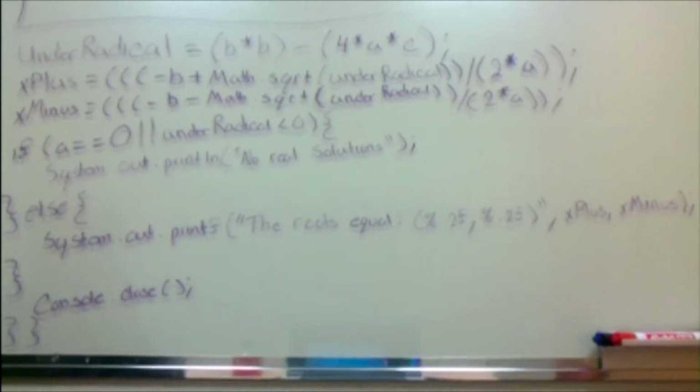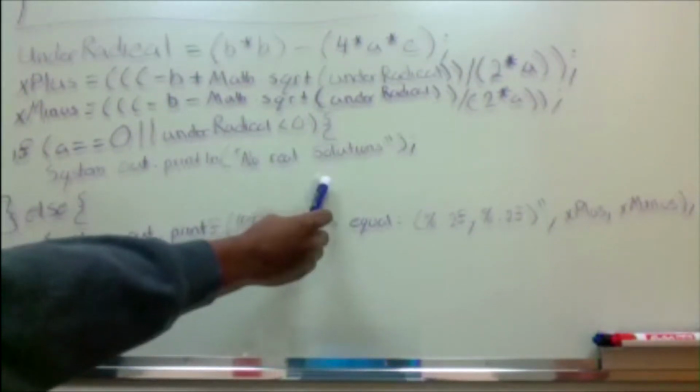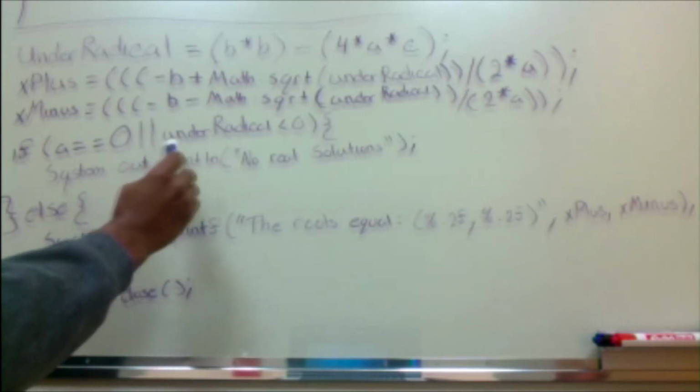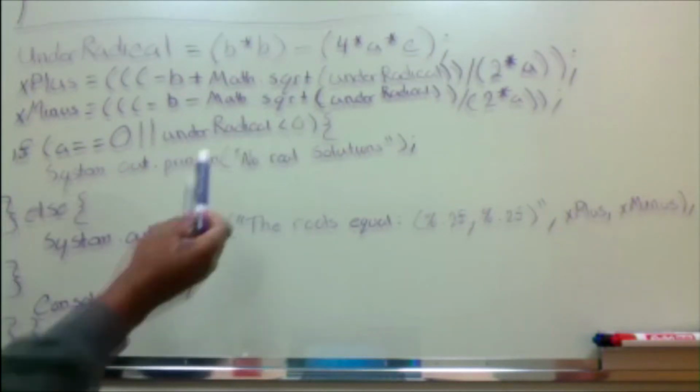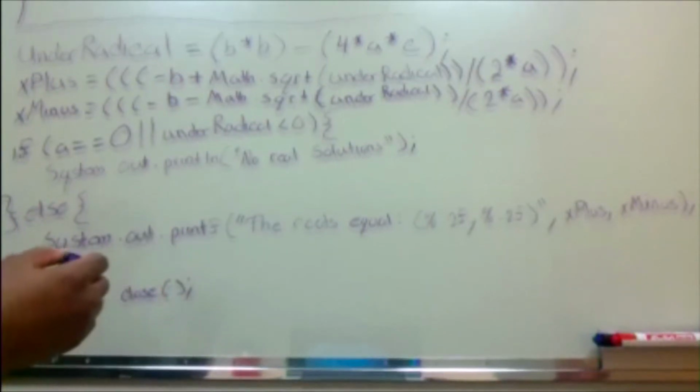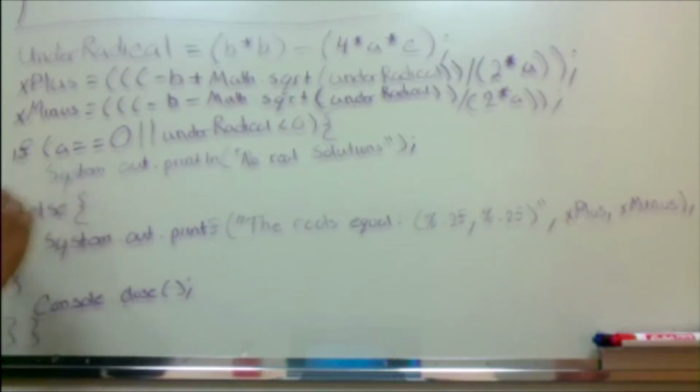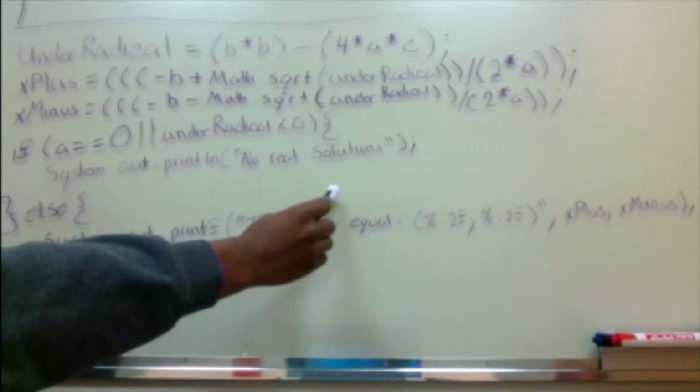The next line starts the if statements and starts the constraints with the quadratic formula. So if a is equal to 0 in the quadratic formula, the a that you will plug in, it will print out no real solutions. And also if anything under the radical is negative or less than 0, then there will also be no real solutions. So if that happens, then it prints out no real solutions.